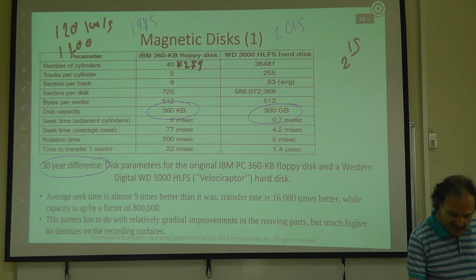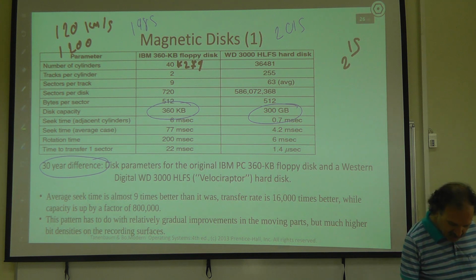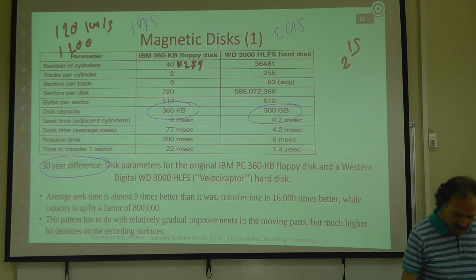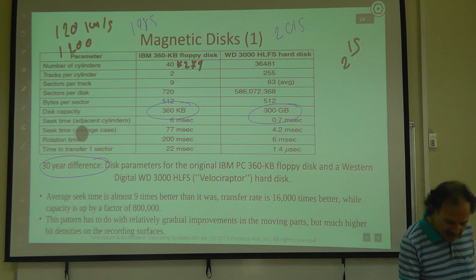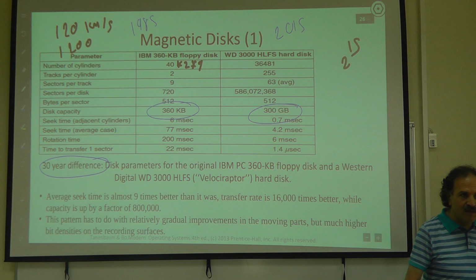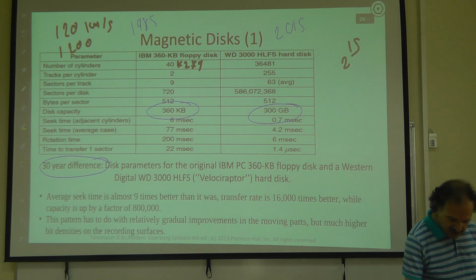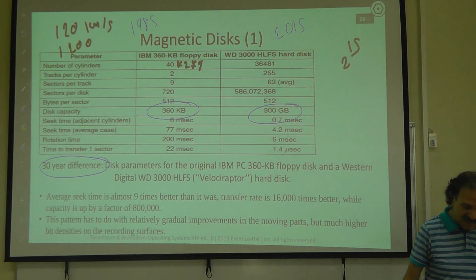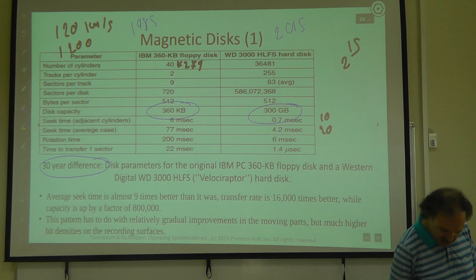Since these are mechanical devices, I cannot make them much faster. Okay. So the seek time from adjacent cylinders, moving the head from one cylinder to the next, used to take 6 milliseconds, now it is taking 0.7 milliseconds. Average seek time used to take 77 milliseconds, now it is 4.2. It's like maybe 10 times faster, 20 times faster.